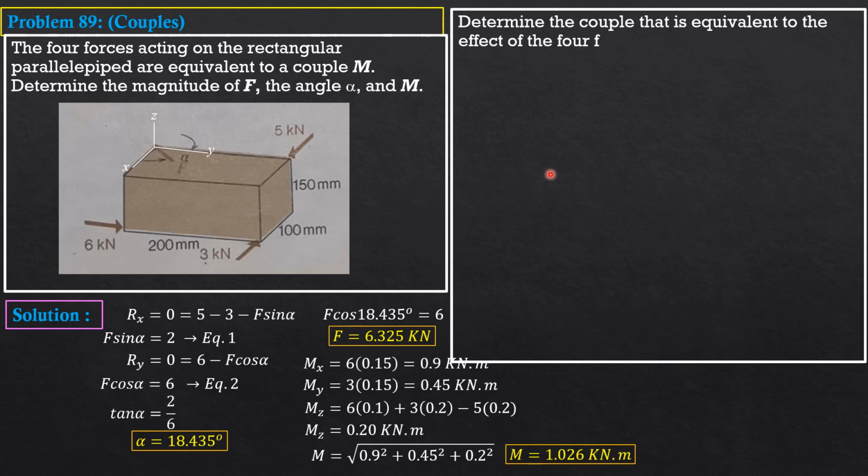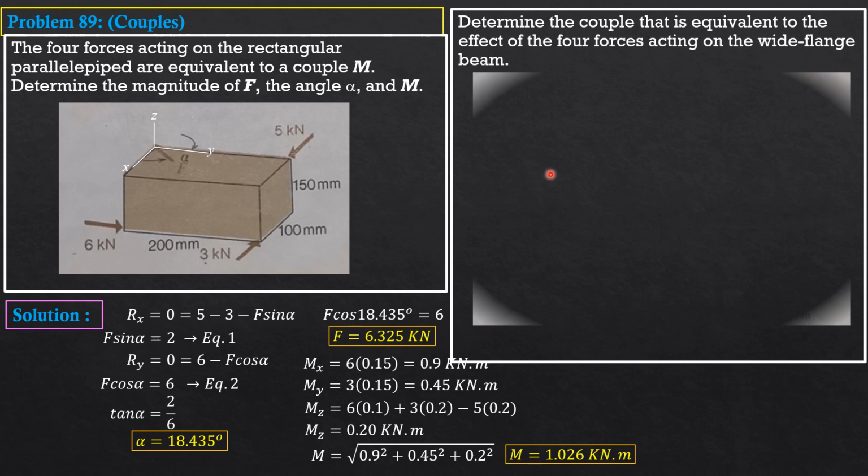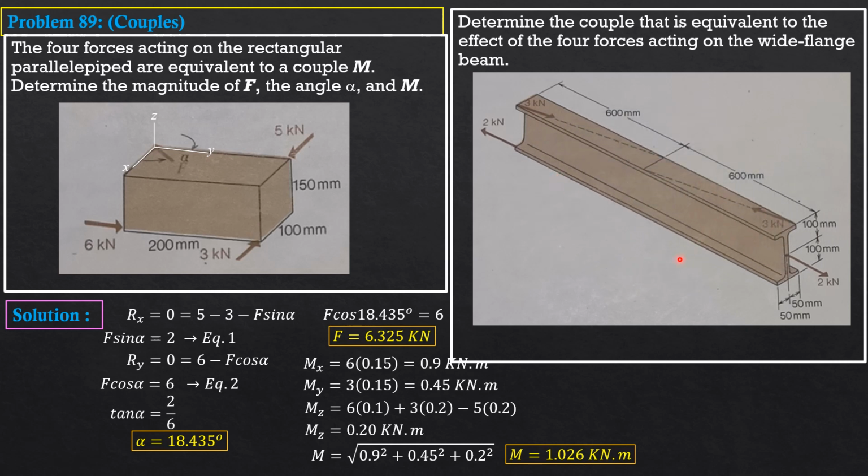Determine the couple that is equivalent to the effect of the four forces acting on the wide flange beam shown. So I want you to show that the answer is moment is 0.200 i minus 0.395 k kilonewton meter.